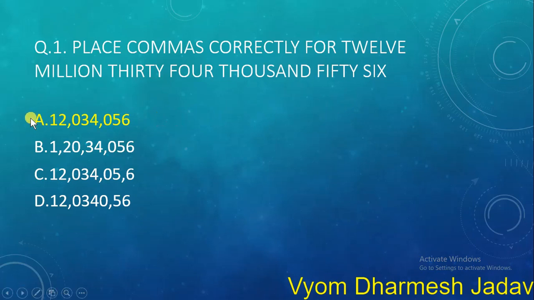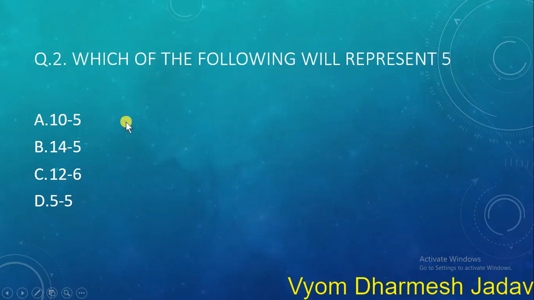So the answer is 12. The answer is written in the international system. So we have to place three commas. We have to place a comma after 3 digits, then again after 3 digits, and 2 digits remain. So on to the next question.